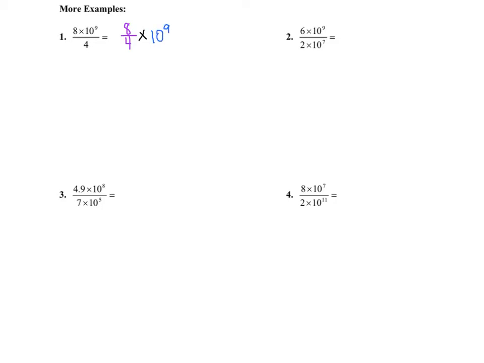So now let's divide. 8 divided by 4 gives us 2 times 10 to the 9th. Now ask yourself, is 2 already in scientific notation? Yes, it is. So now your final answer is, it's equal to 2 times 10 to the 9th. And that is your answer. So in example 1, we didn't have to do as many steps. Let's look at example 2.